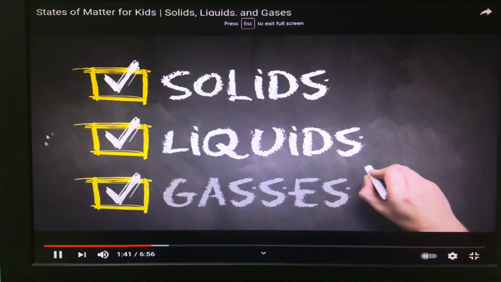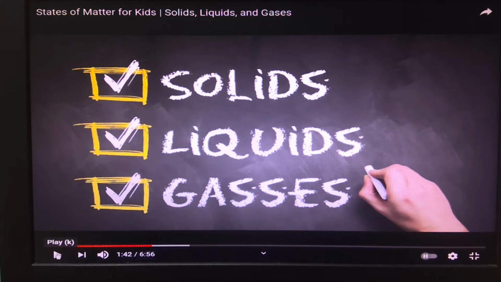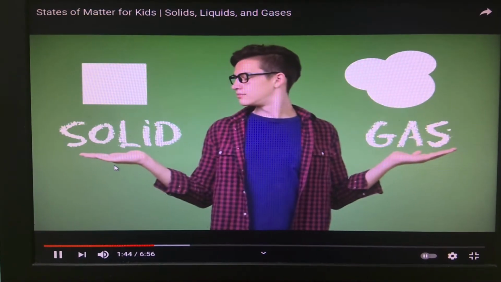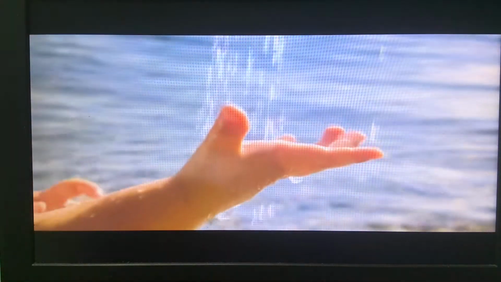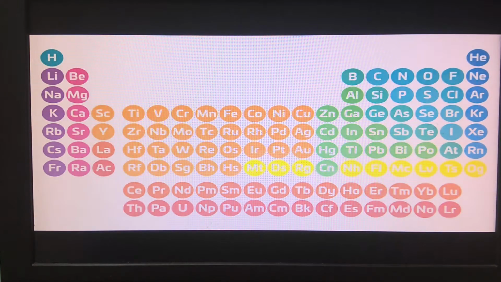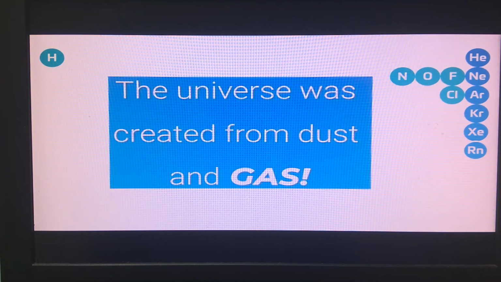Liquids and gases. And it's pretty easy to tell them apart. I mean, you can't drink a solid, right? And you can't hold on to a liquid. And a gas, they're all around you, but you wouldn't even know it because you can't see them. You might be tempted to think that gases aren't as important as solids or liquids. But without gases, none of us would even exist.